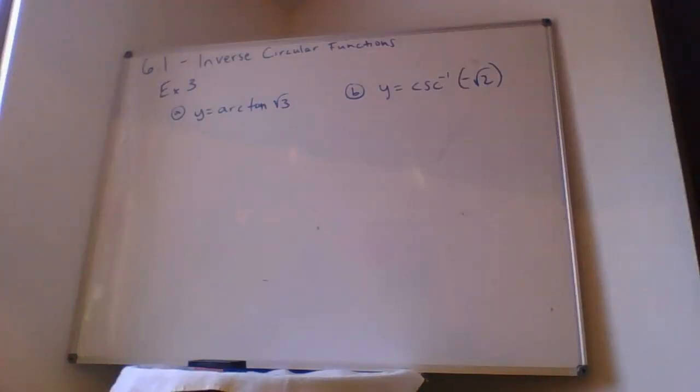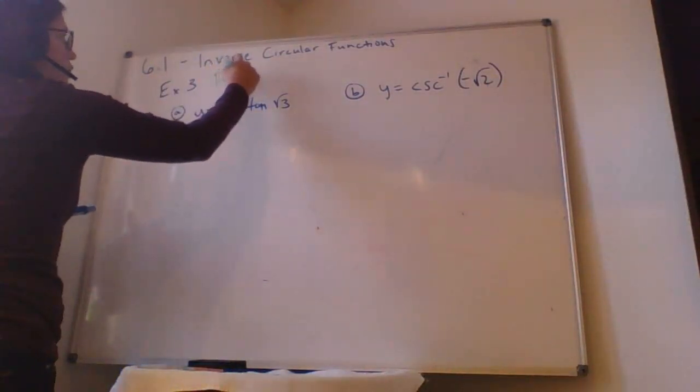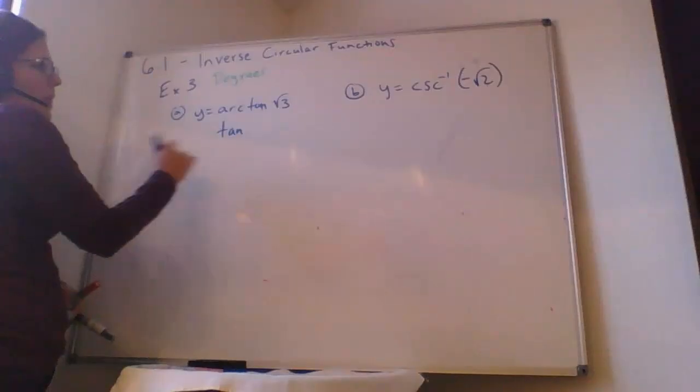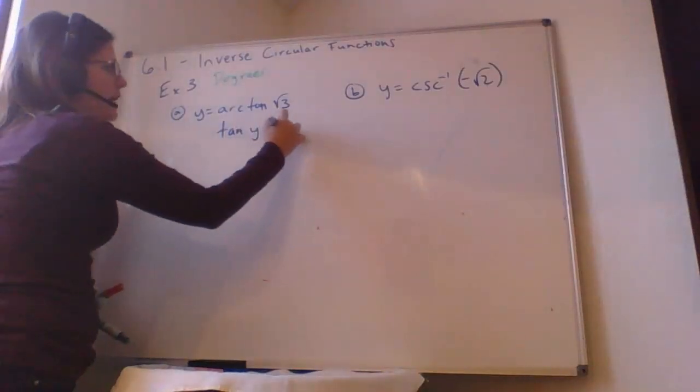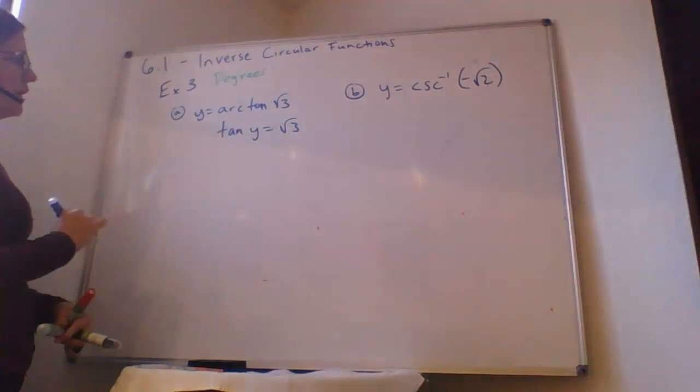Y equals arctan of rad 3. So notice in the directions, they specified that we should give our answer in degrees. If it's not specified, you should always give your answer to inverse problems in radians. So again, because arctan is a function, I will only expect one answer. I'm looking for tangent of y equals rad 3. So what angle has a tangent of rad 3?